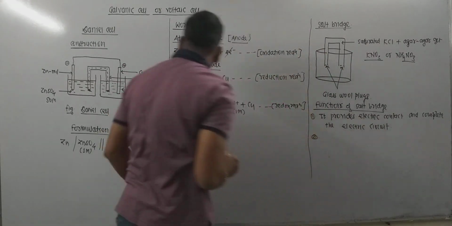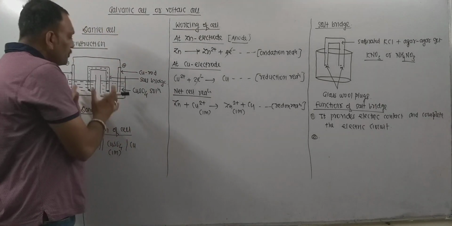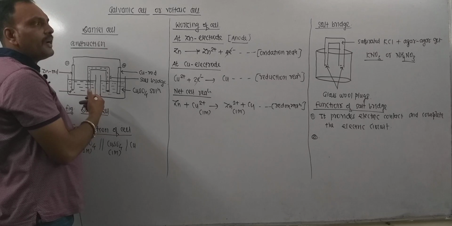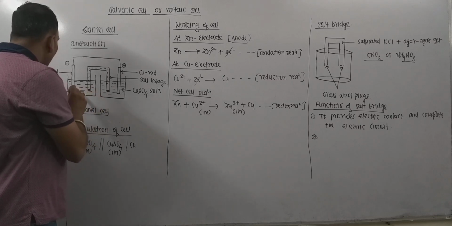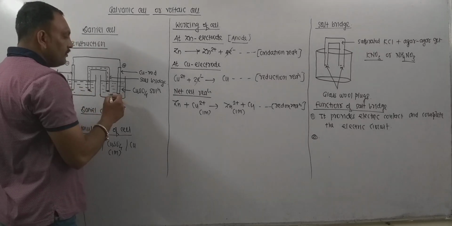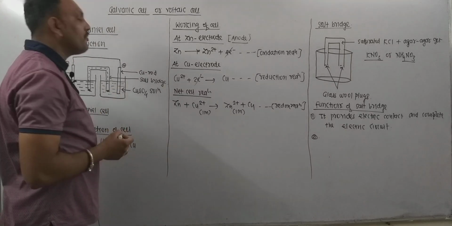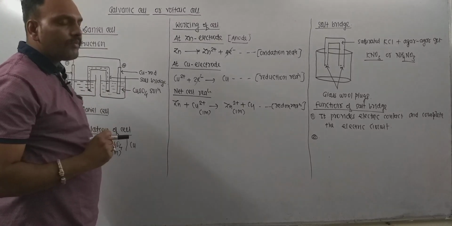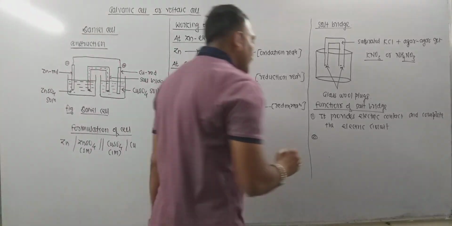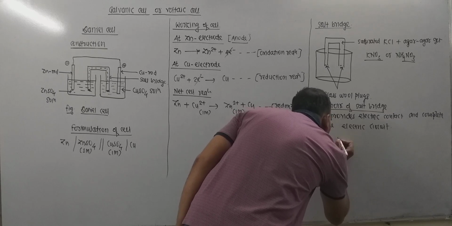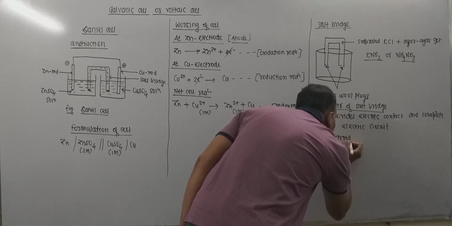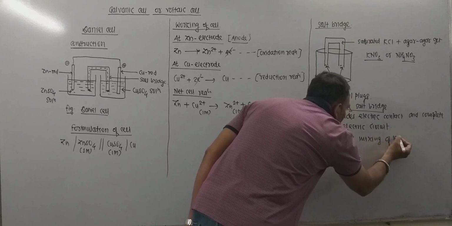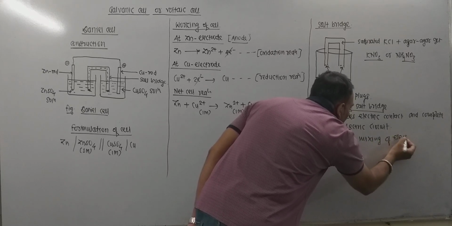Second thing is it doesn't allow the two electrolytes to mix. So consider again the Daniell cell. In this, in one beaker we are using zinc sulfate solution and in the other beaker we are using copper sulfate solution. The salt bridge doesn't allow these two solutions to mix. I mean it avoids mixing of electrolyte solutions. It is an important function.